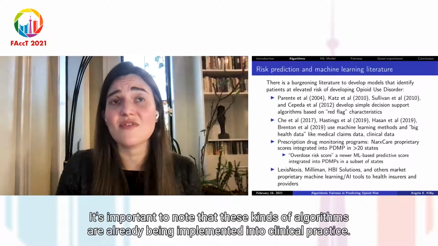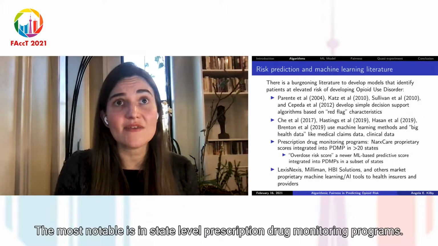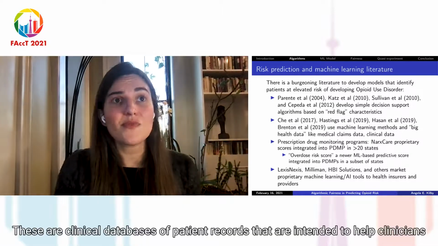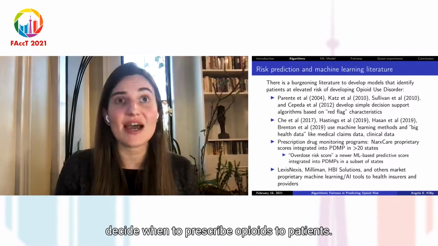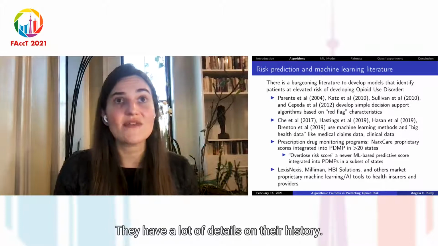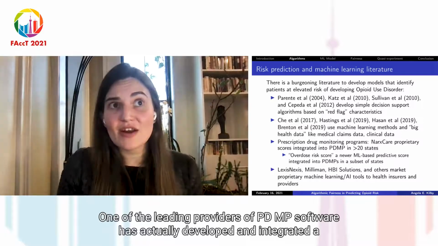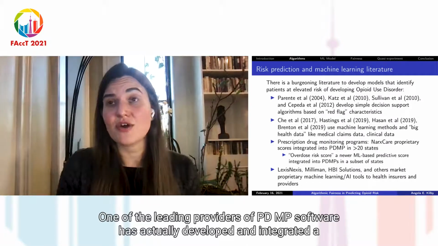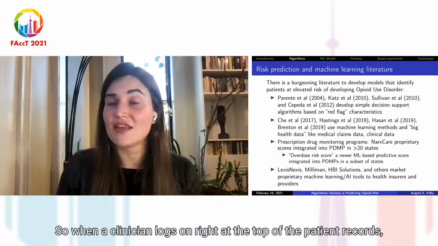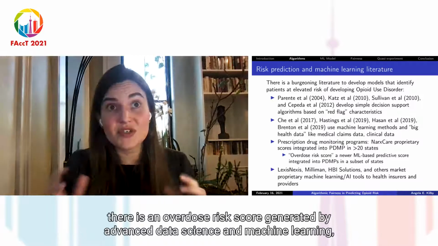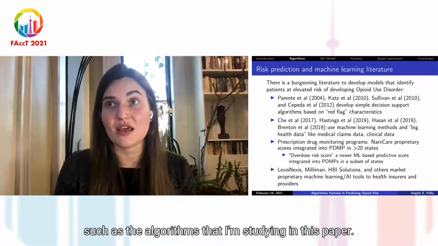It's important to note that these kinds of algorithms are already being implemented into clinical practice. The most notable is in state-level prescription drug monitoring programs. These are clinical databases of patient records that are intended to help clinicians decide when to prescribe opioids to patients. They have a lot of details on their history, like what doctors they've seen. One of the leading providers of PDMP software has actually developed and integrated a proprietary overdose risk score into this software. So when a clinician logs on, right at the top of the patient record, there's an overdose risk score generated by advanced data science and machine learning, such as the algorithms that I'm studying in this paper.